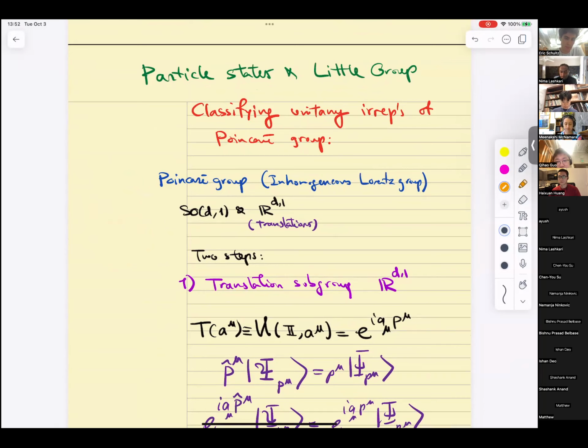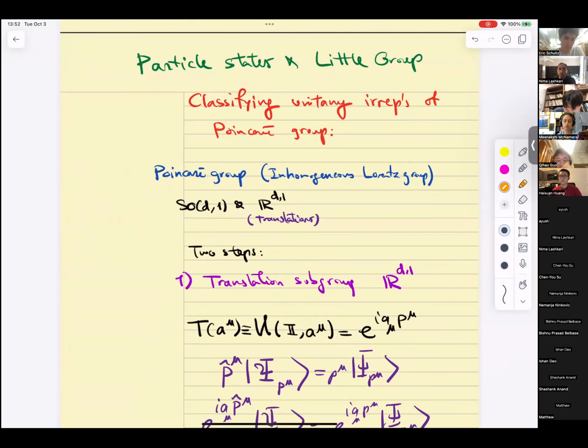Now, let's talk about particle states and classifying unitary irreducible representations of the Poincare group. That's our task. So let's recall what the Poincare group is. It's SO(D,1), that is the Lorentz part, and then there is this semi-direct part, translations, right? It's sometimes called the inhomogeneous Lorentz group.